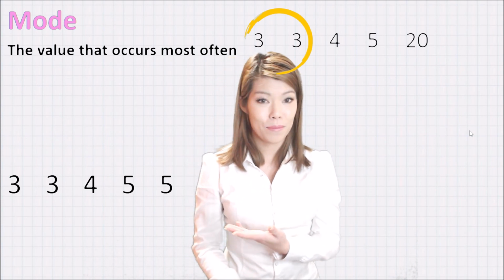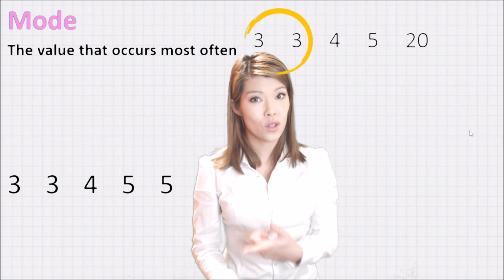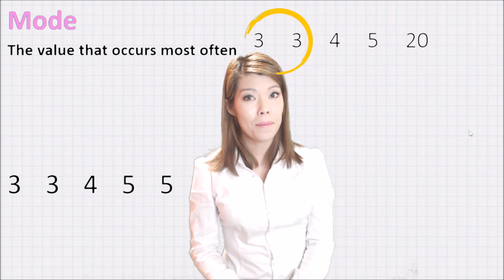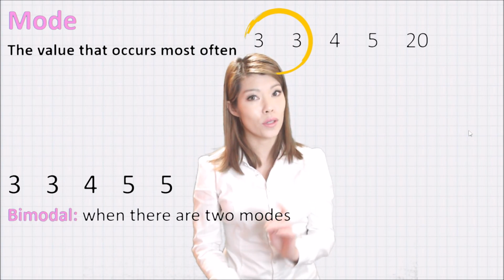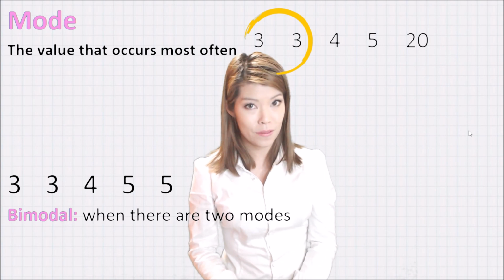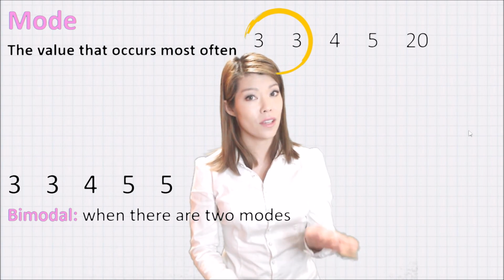Let's have a look at this example. There are 2 3s and 2 5s. So this is called bimodal because there are 2 modes, the 3 and the 5. So you will write 3 and 5 as your answers.